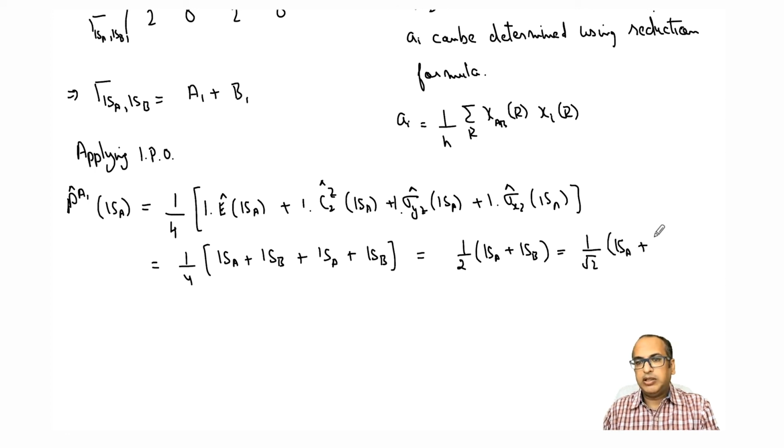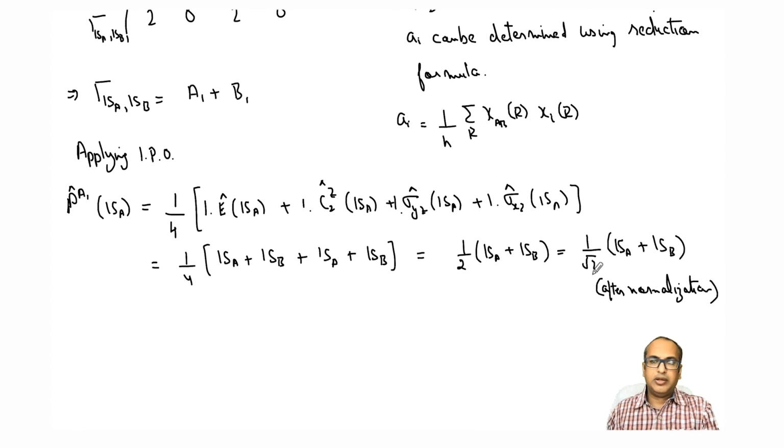And upon normalization we can say that this can be 1 by root 2 (1sA plus 1sB). This is after normalization. Right? So these are now normalized. Now this linear combination of 1sA and 1sB transforms as the A1 representation of the C2v point group, right? That means they will form a basis for the A1 representation. So now we know the symmetry of this under the C2v point group, right? Now let's do the same thing for the B1 representation.